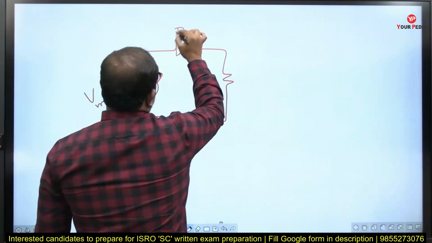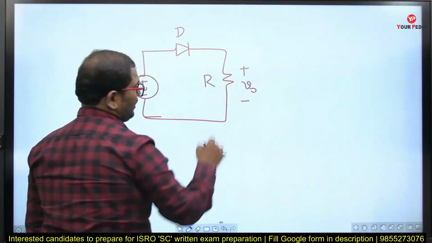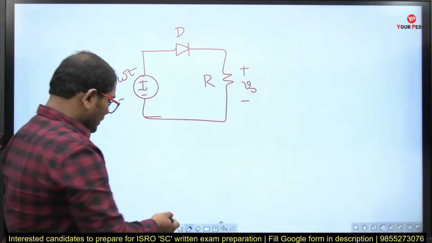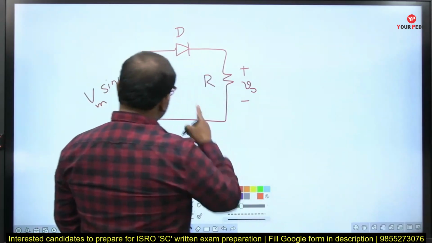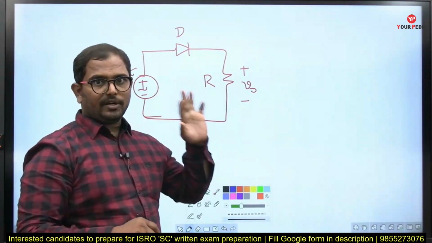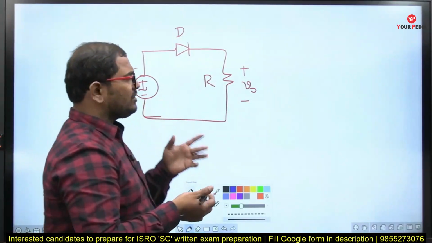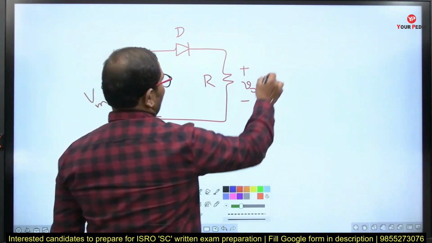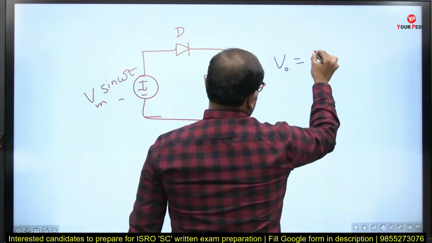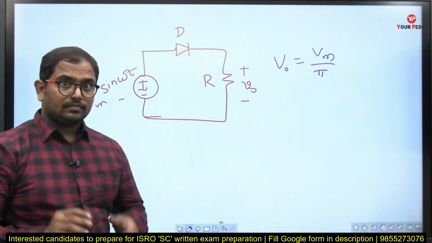As you are already aware of this topic, I hope you know very well that this diode will conduct for only the first half cycle, and in the next half cycle this diode will be turned off. You might have derived some output voltage expressions like V naught equal to Vm by pi.